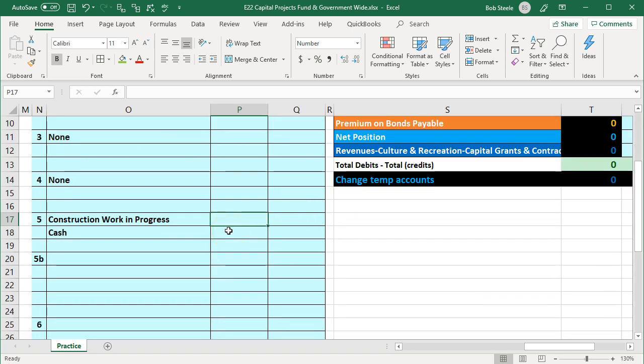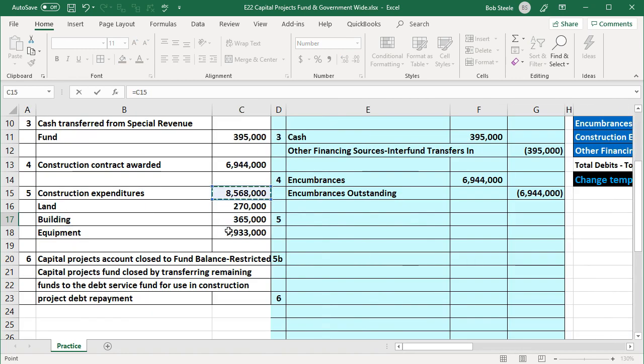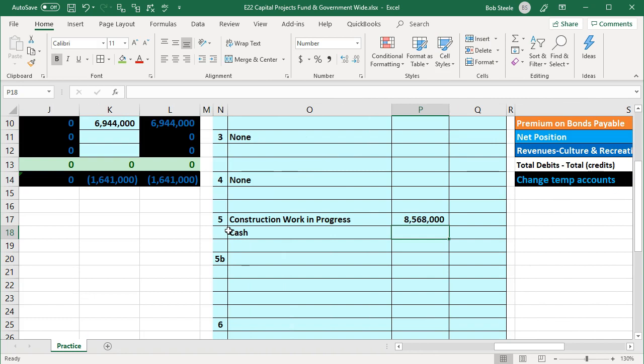But here, just note that on the normal accrual basis, we're increasing the work in process, and that's going to be equal to the total amount that we spent, no matter what we spent it on, because it's going into the work in process account. And that's going to be our first transaction here.